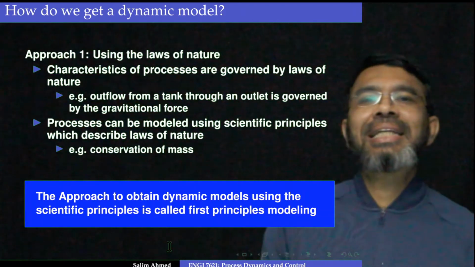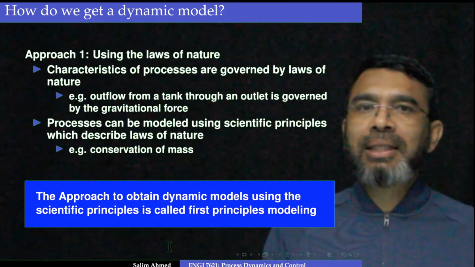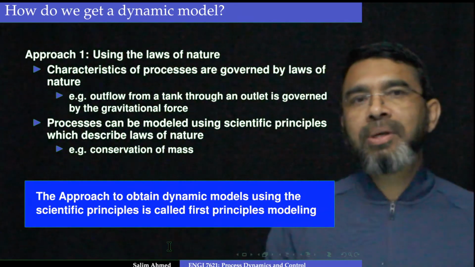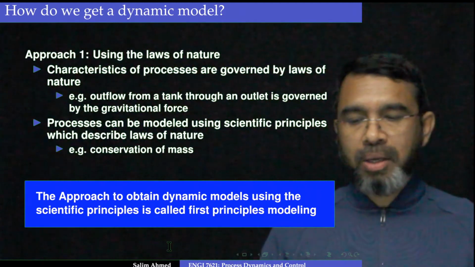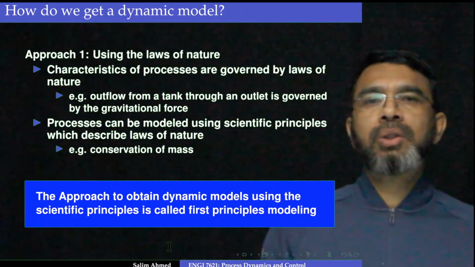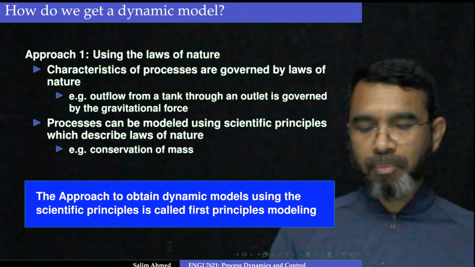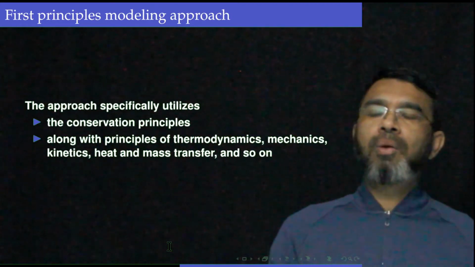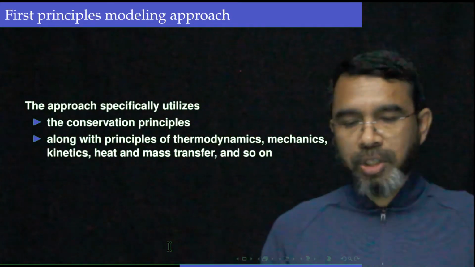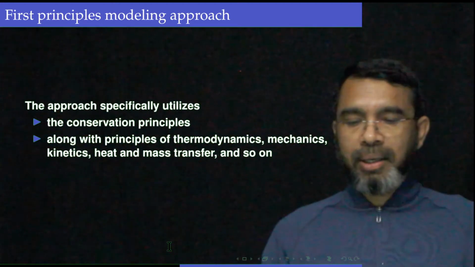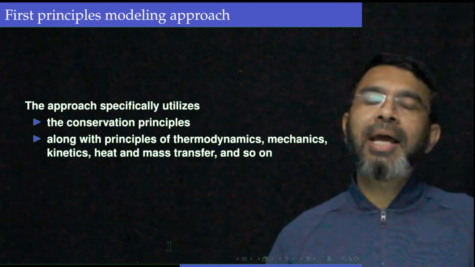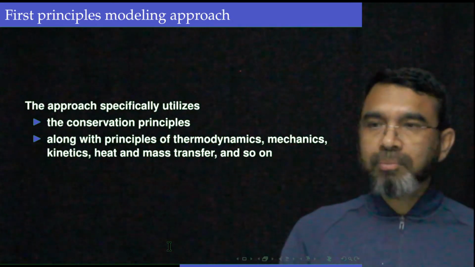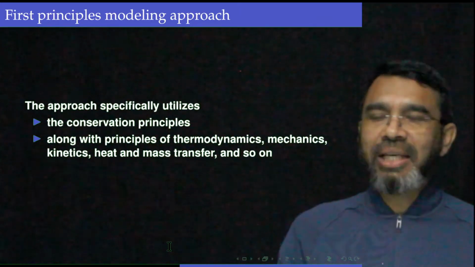In a reactor, how two reactants react is defined by laws of nature. There are scientific principles describing those laws of nature. So when we use those scientific principles to get a model of the process, that's what we call first principles modeling. In particular, in first principles, we use the conservation principles, along with the principles of thermodynamics, mechanics, kinetics, and heat and mass transfer, to formulate the main equations. We'll talk about the conservation principles in detail later in the talk.